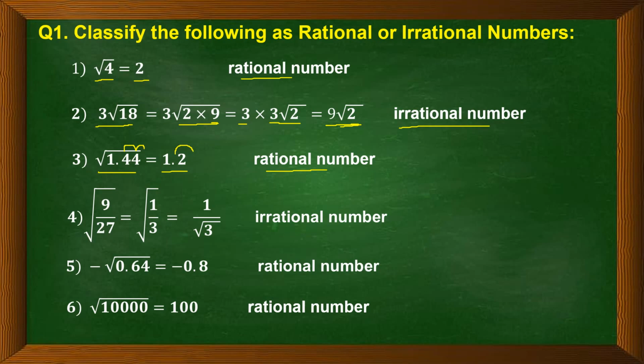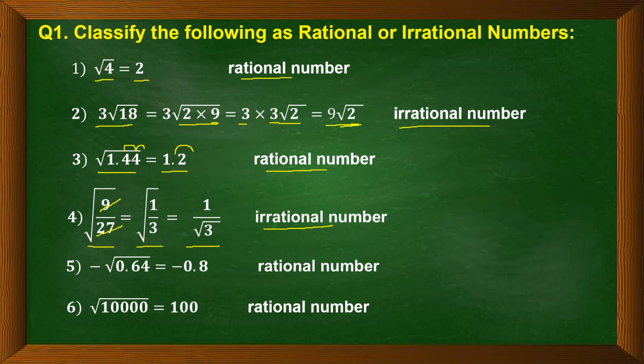Now square root of 9 by 27. So we can simplify 9 and 27. We will get 1 by 3, and further we can write it as 1 upon root of 3. Now root of 3 is an irrational number, right? It's a prime number under a square root.